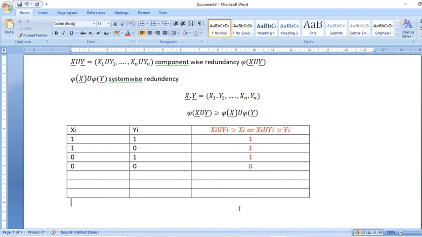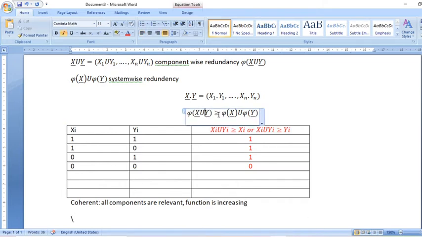So now we can formalize this. You know that phi is coherent. What does coherent mean? Coherent means all components are relevant and phi is increasing. The function is increasing. We are considering a coherent system, so phi will be increasing.